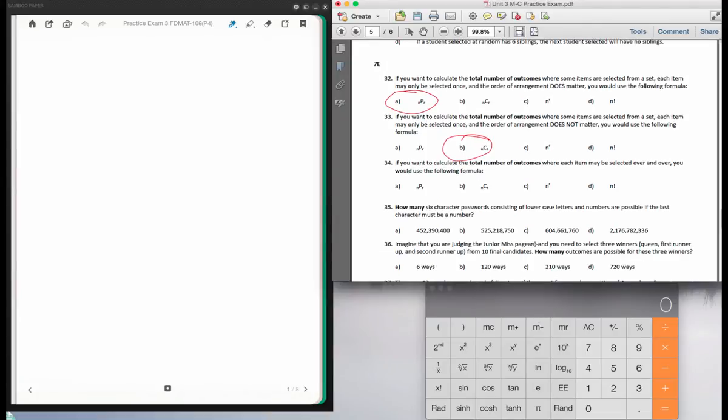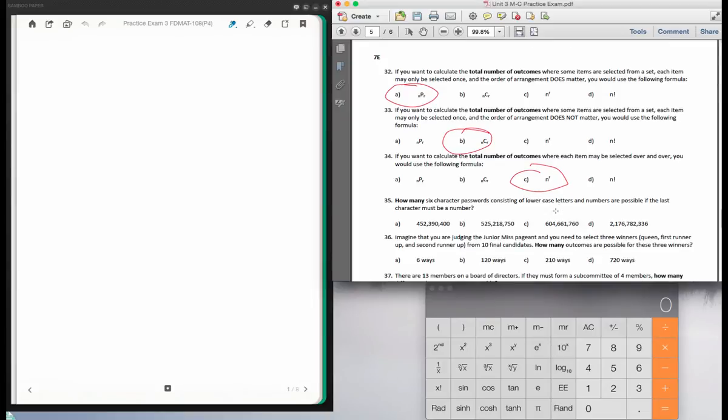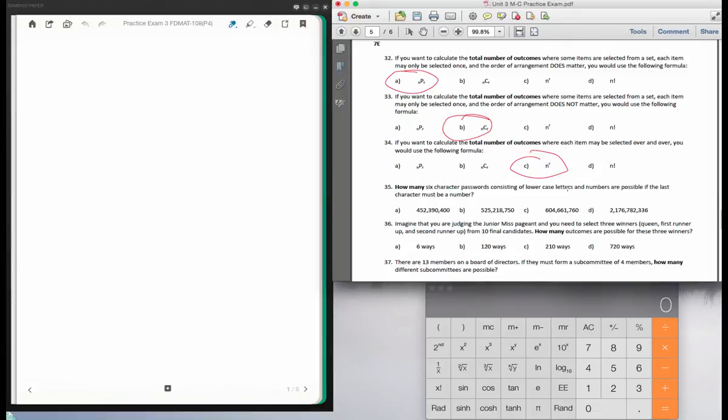If you want to calculate the total number of outcomes where each item may be selected over and over, so now we have repetition, you would want to use the following formula. Since each item may be selected over and over, we're going to replace it and then keep selecting it, so it's just going to be the number of items raised to how many we want.